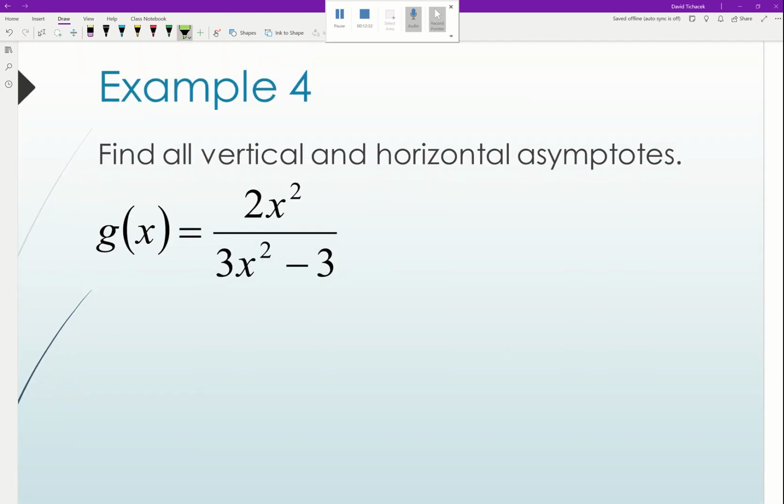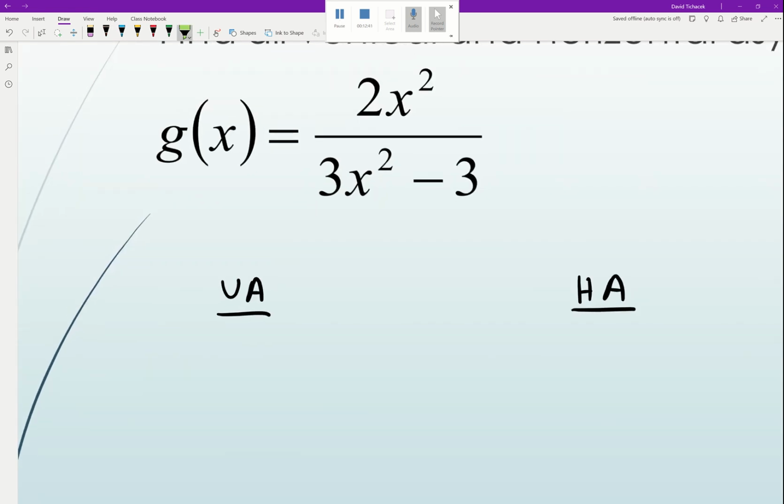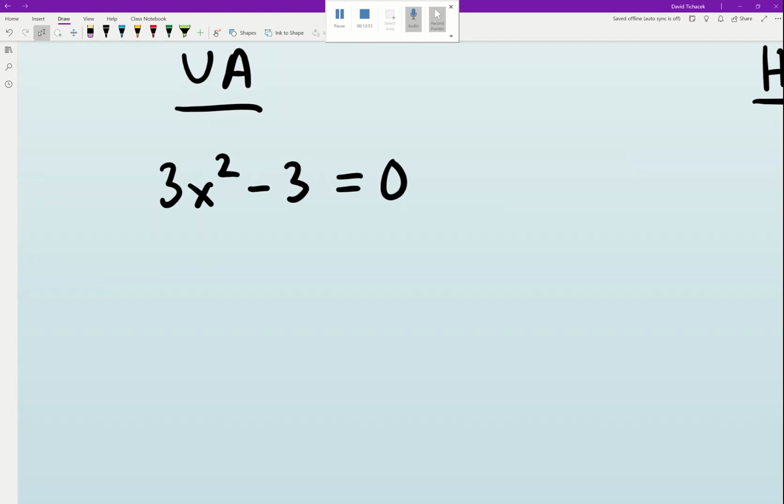So example 4, we have another one here, and again, just going ahead and taking a look, we just need to go ahead and find our vertical asymptotes first, and then go through and find our horizontal asymptotes. And so to find our verticals, we just go ahead and set the denominator equal to 0, and we solve. So here the denominator is represented by 3x squared minus 3. We set that equal to 0 and we solve. So this is a polynomial equals 0.